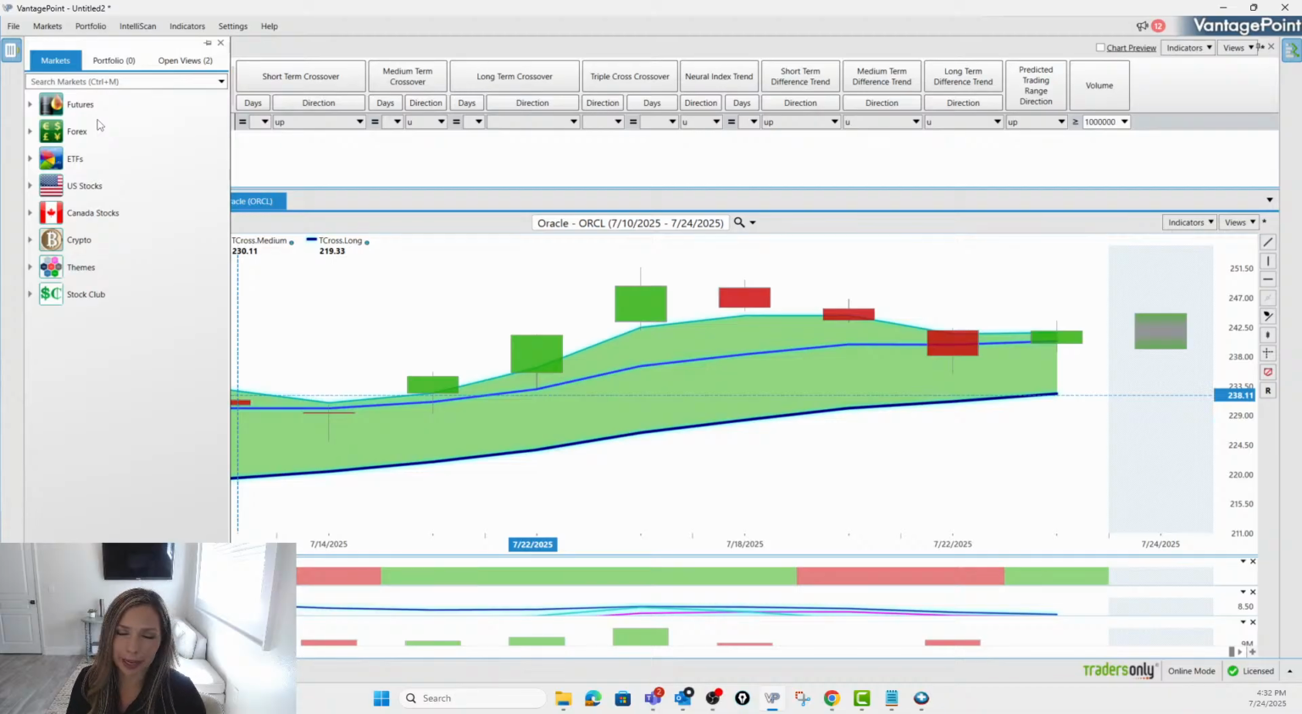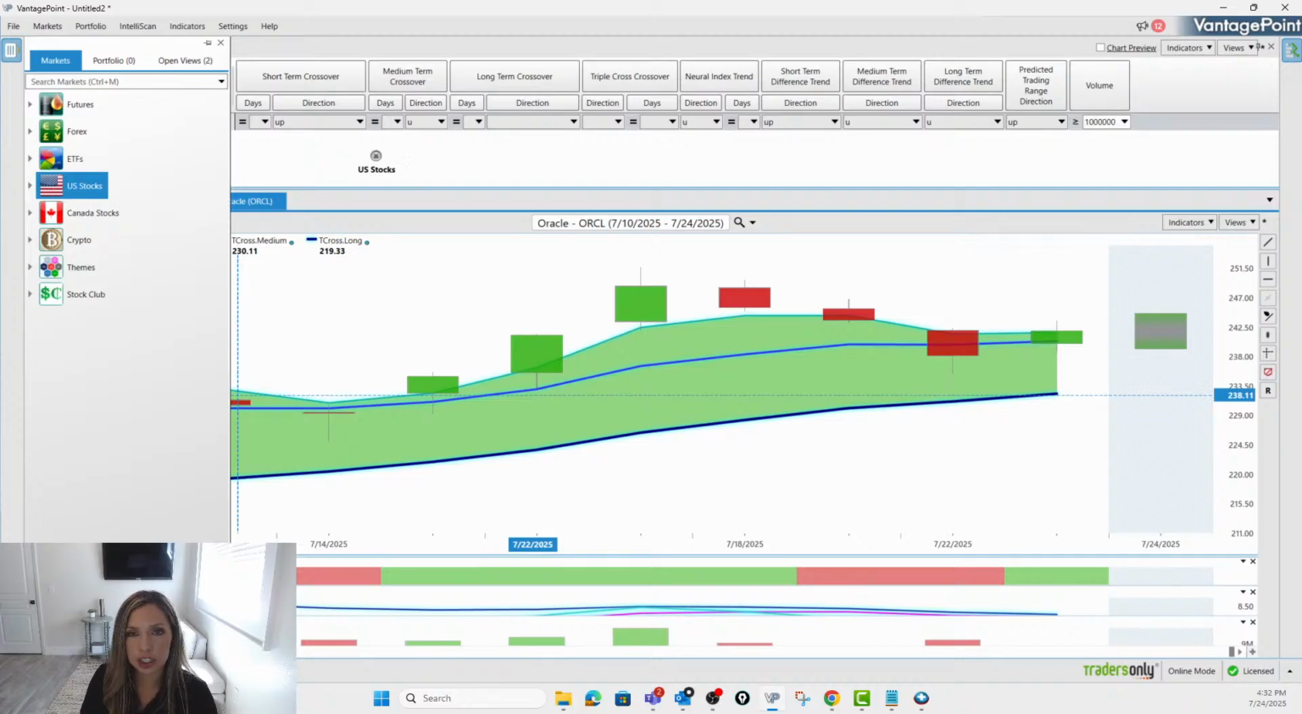I'm gonna circle back here for a second because I want you guys to understand that we do have several different areas of the market that we forecast for, not just stocks. So if you're looking at Forex, exchange traded funds, ETFs, US stocks, we also have cryptocurrencies. There are many different assets that you can use VantagePoint for. So for today, we're going to go ahead and drag and drop those US stocks into our IntelliScan.